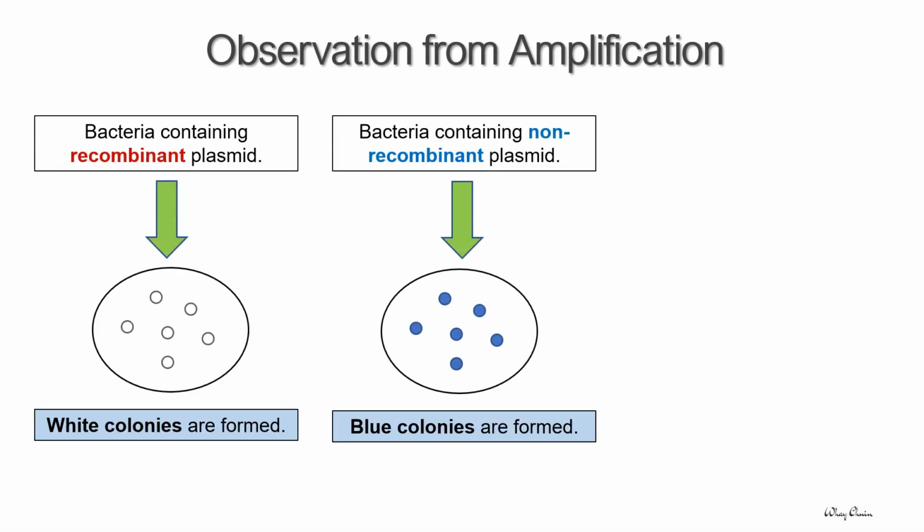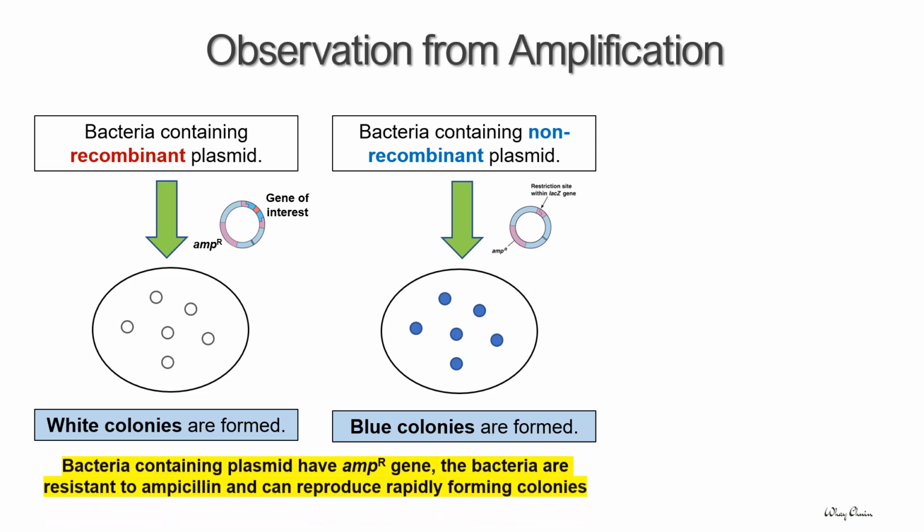So from the amplification in step 4, we will notice the formation of white colonies and blue colonies. These are formed because the bacteria, no matter which bacteria they are, contain either the recombinant plasmid or the non-recombinant plasmid. As long as the plasmid is found in the cytoplasm of the bacterial cell, they carry the gene of ampicillin resistance. So the bacteria would not be killed by the ampicillin. They are able to survive in the agar plate and reproduce to form colonies.